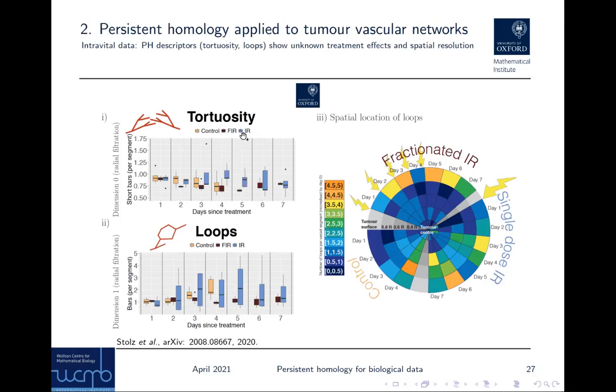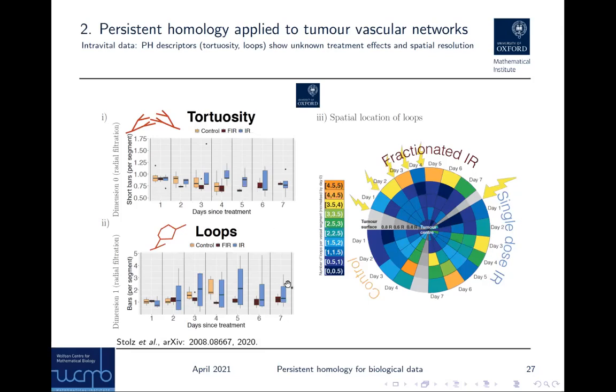Now, for the unknown effects of radiotherapy, we're looking here at tortuosity and loops, and we've got fractionated irradiation in brown and single dose irradiation in blue. You can see that for, in particular, fractionated dose radiation, there is an effect that is more long-lived than for single dose irradiation, where tortuosity even increases after some time post-treatment.